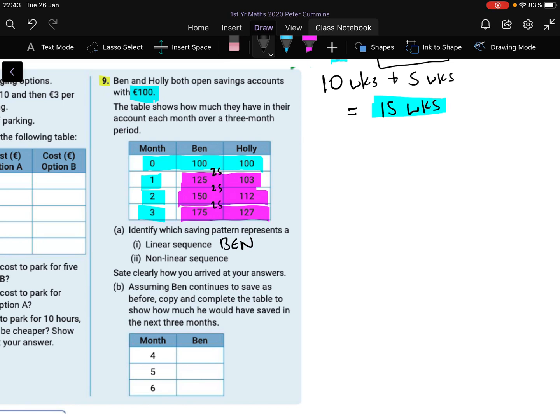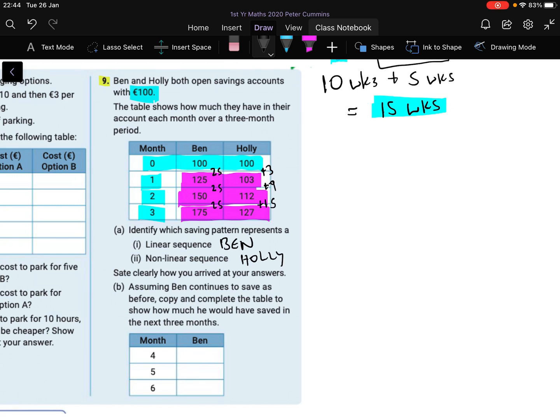Holly, first month, she adds in 3. Second month, she adds in 9 euro. And the third month, she adds in 15 euros. Okay, so that's definitely not linear. So the non-linear one is going to be Holly. So how you arrived at the answer: Ben, first difference was the same. Holly, first difference not the same, not linear.